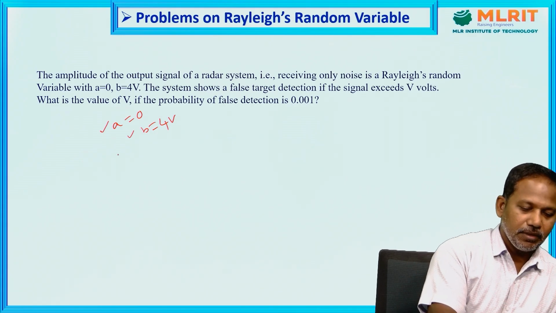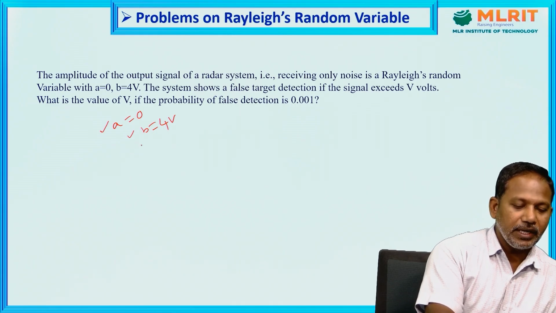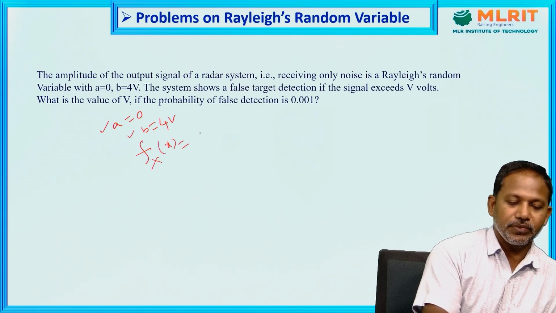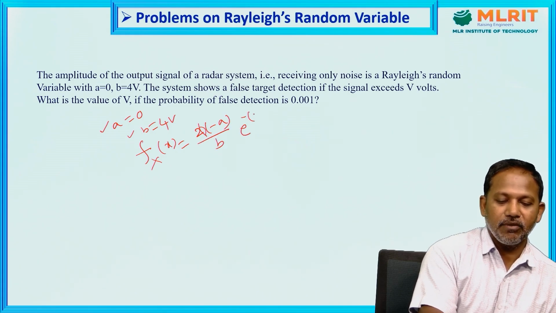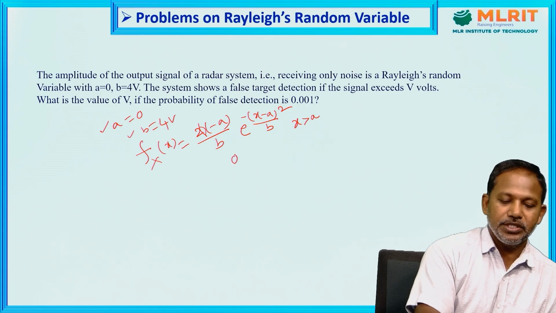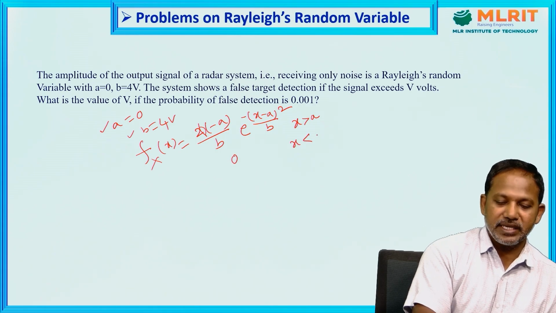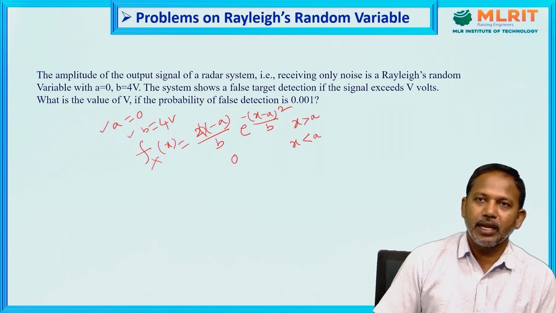See here, if x is the Rayleigh random variable, then the probability density function f_X(x) is equal to 2(x minus a)/b times e power minus (x minus a) whole square by b for x greater than a, and 0 for x less than a. So this is the probability density function for the Rayleigh function.